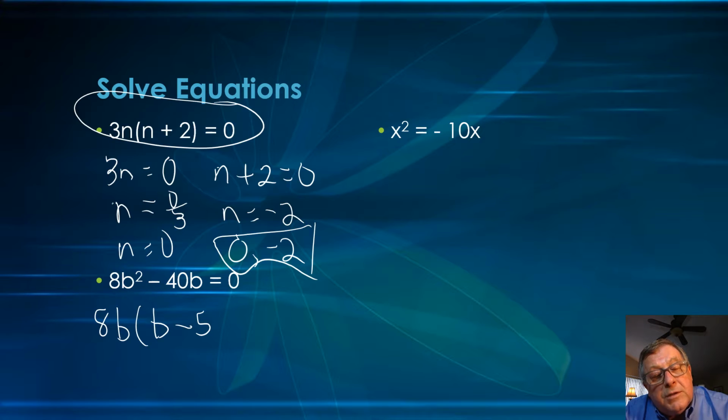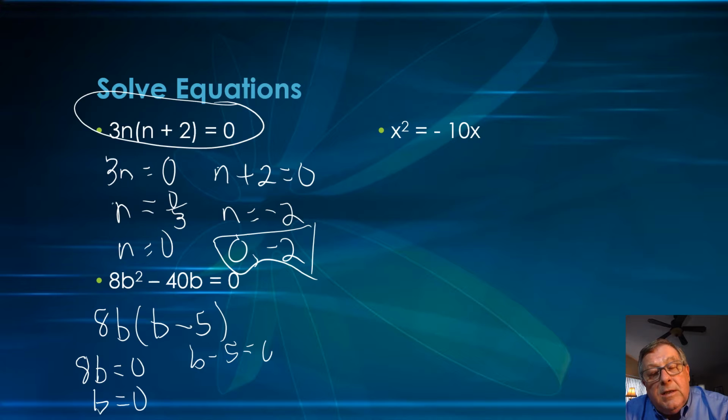And then we just set both factors equal to 0. Well, 8b is equal to 0. Well, if I divide 0 by any number, in this case 8, I'm just going to get 0. So b is equal to 0 in this factor. And over here, if I've got b minus 5 equals 0, we add 5 to both sides, and then b is equal to 5. And so my solution set for this is 0, 5.